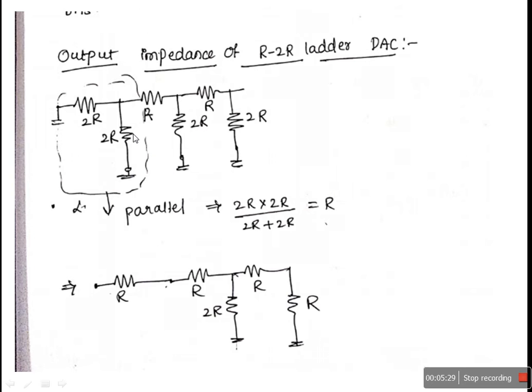So I represent this part of the circuit with only R. Again here I have R in series with 2R, and in parallel with 2R. Here the value is 2R.